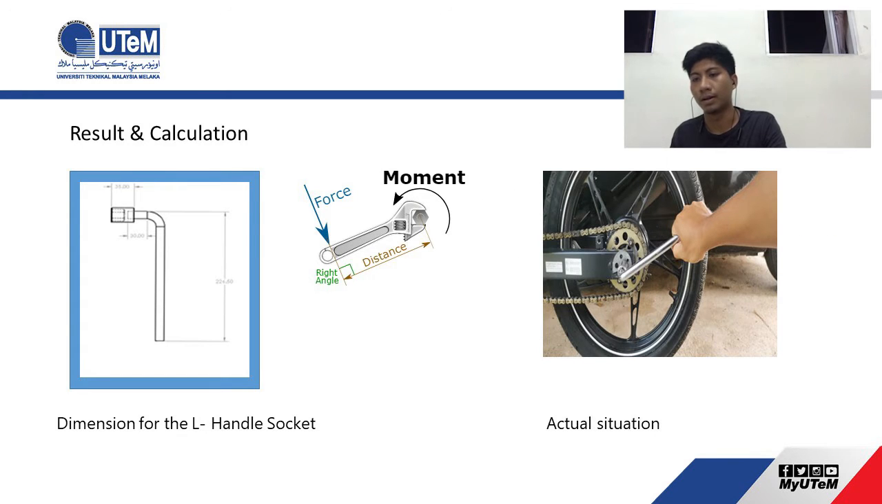As you can see in the right picture from the slides, this is the actual situation in which we are trying to open a bolted nut by using an L handle socket. In the middle of the photo, this is the free body diagram, in which we are trying to open a bolted nut using a wrench. From the diagram, we can see there are moments, force, distance and right angle from the wrench. And lastly, at the left side of our slide, this is the dimension for the L socket.